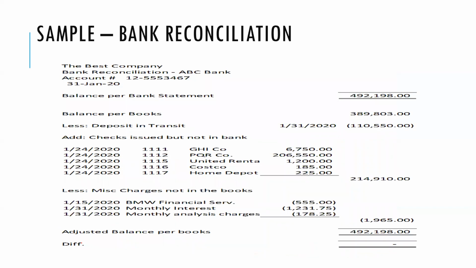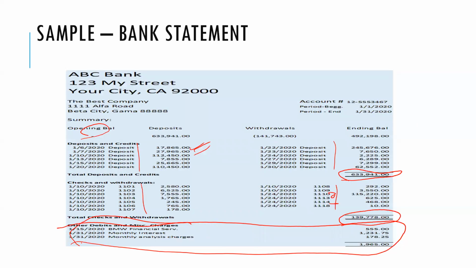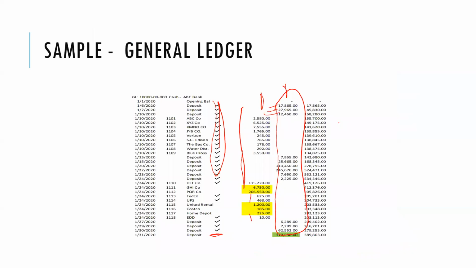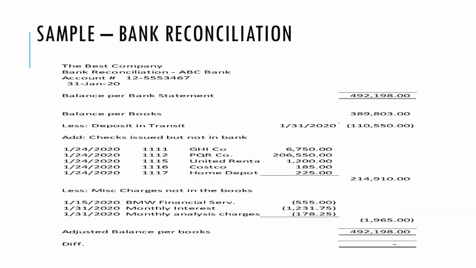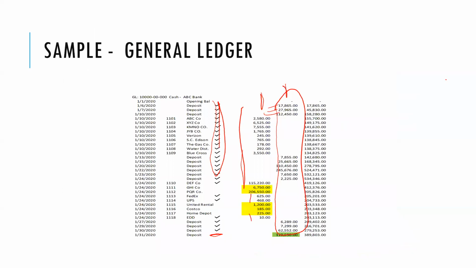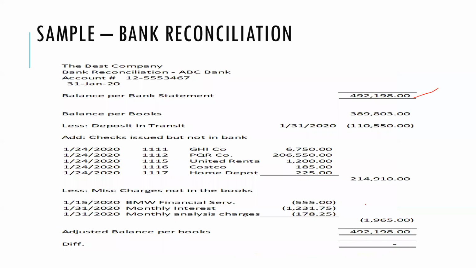So it says bank balance per bank statement 492,198. So if you see here, it says ending balance 492,198. So that is what is tying in, 492. Then you look at balance per books, 389,803. So that is tying in.